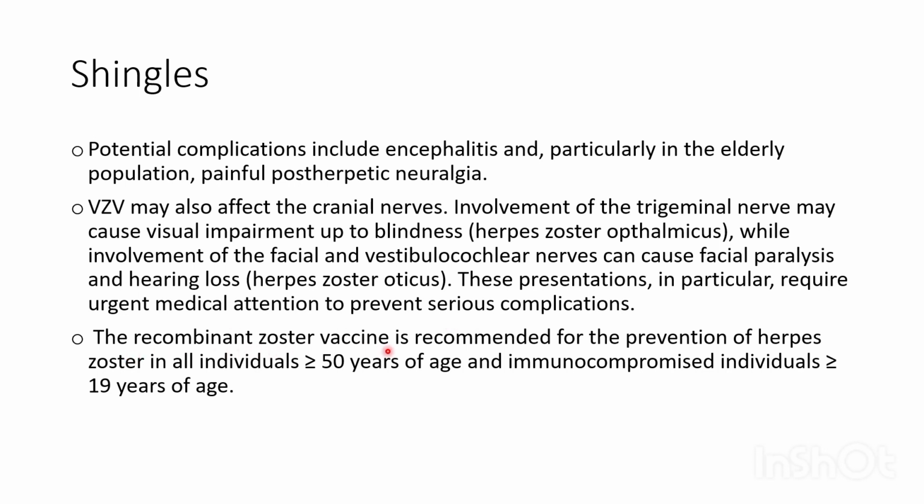The recombinant zoster vaccine is recommended for the prevention of herpes zoster in all individuals greater than 50 years of age and immunocompromised individuals greater than 19 years of age.